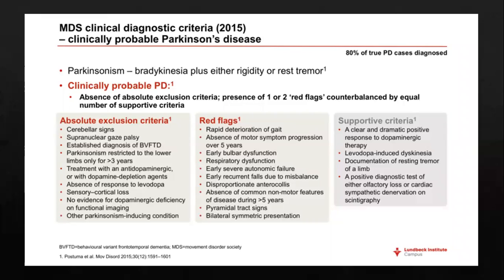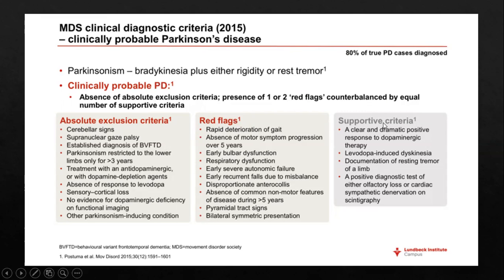There is a criteria for Parkinson's diagnosis, that is the MDS clinical diagnostic criteria. Here they say the minimal basic requirement for Parkinson's diagnosis is bradykinesia or hypokinesia plus either rigidity or rest tremor. They are actually ignoring postural instability here. So we can diagnose Parkinson's as either probable Parkinson's disease or possible Parkinson's disease. The diagnosis is mainly based on three different headings. Absolute exclusion criteria should not be there, red flag signs should also not be there, and of the supportive criteria, at least one or two should be there.